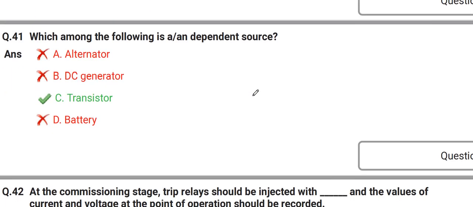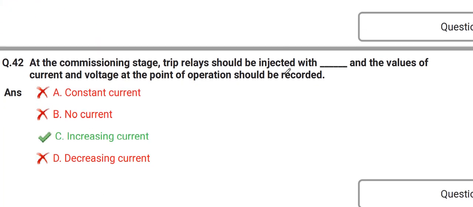Which among the following is a dependent source? So here: alternator, DC generator, transistor and battery. So the answer is transistor. We can say that a BJT can be modeled. If you model the BJT, it acts as a dependent current source whose magnitude depends on the magnitude of the current. Okay, so transistor is the answer.